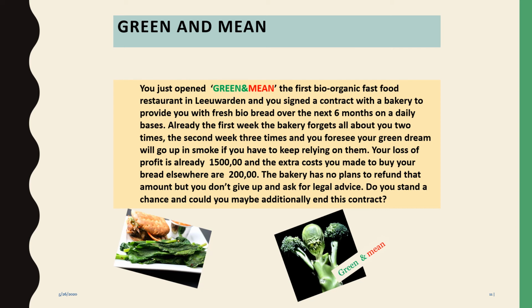But the first week everything goes wrong already. It's terrible because you just opened, you have a lot of customers and you cannot deliver. You have lost 1,500 euros of profit. You have to make extra costs to buy your bread elsewhere, and you had a lot of stress. You think, "I do not like this. I don't want to be stuck to this." And the bakery says, "Yes, but you signed a contract. 6 months." Is that true? Do you have to stay in that contract? What can you do?